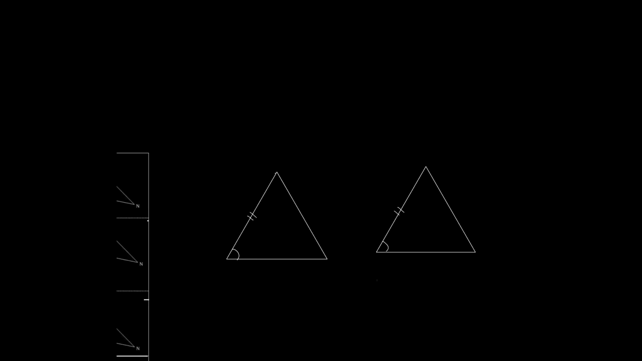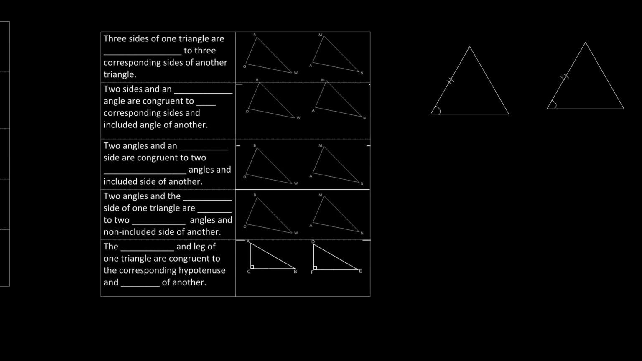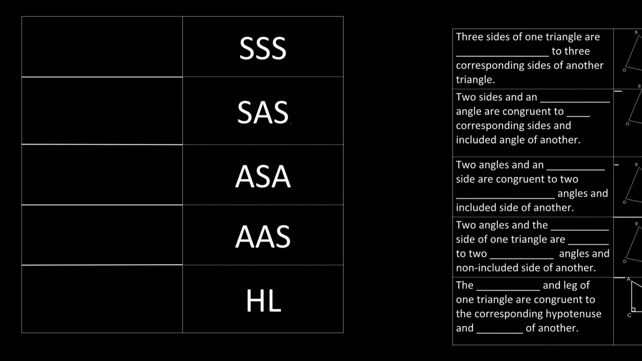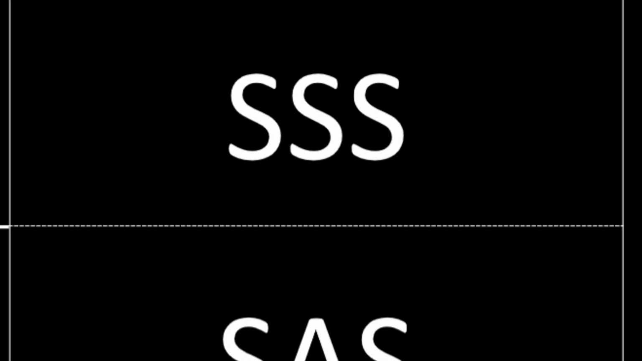So, go ahead and take out your notes. We have 5 things: SSS, SAS, ASA, AAS, and HL. These are called our triangle congruence postulates because they prove triangles are congruent. Now, what do you think SSS stands for?